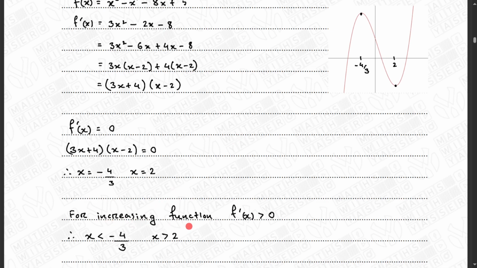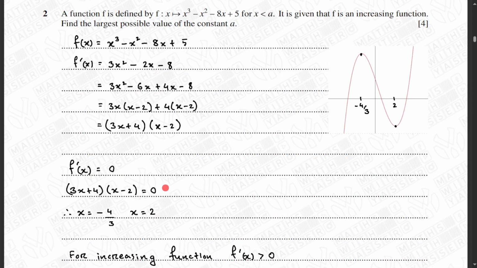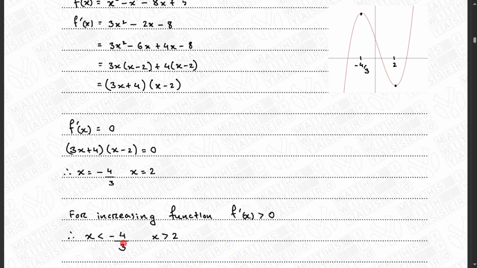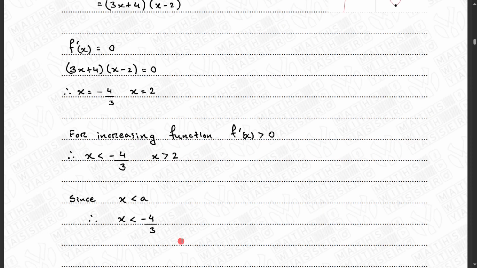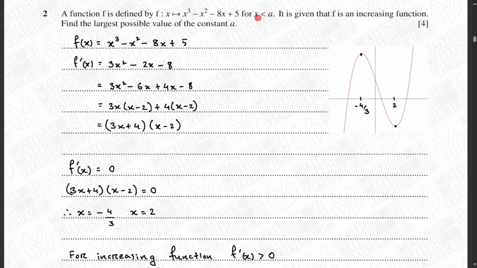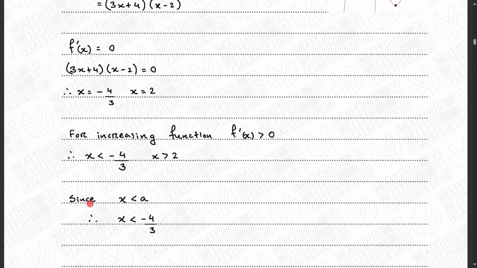So for an increasing function, that means the gradient is positive. The gradient is positive only when x is less than minus 4 by 3. That means this side we have the positive gradient. And between negative 4 by 3 and 2, we have negative gradient. And again, when x is greater than 2, we again have positive gradient. So x is less than minus 4 by 3 and x is greater than 2. But since the question says that x is less than a, x will be just less than minus 4 over 3.